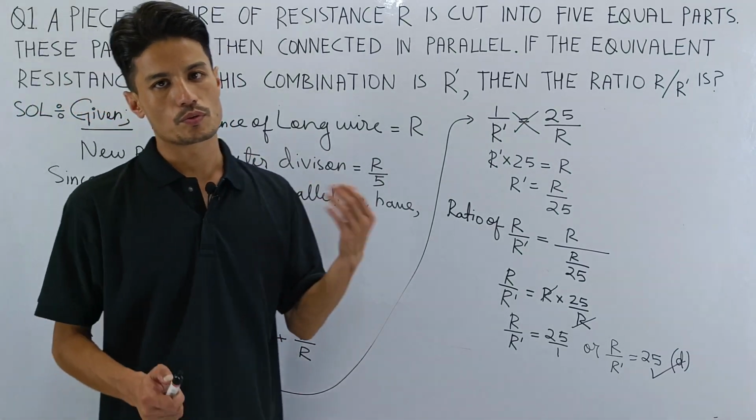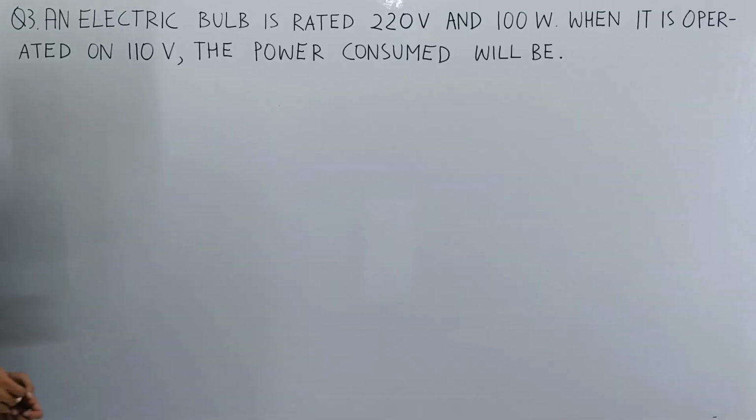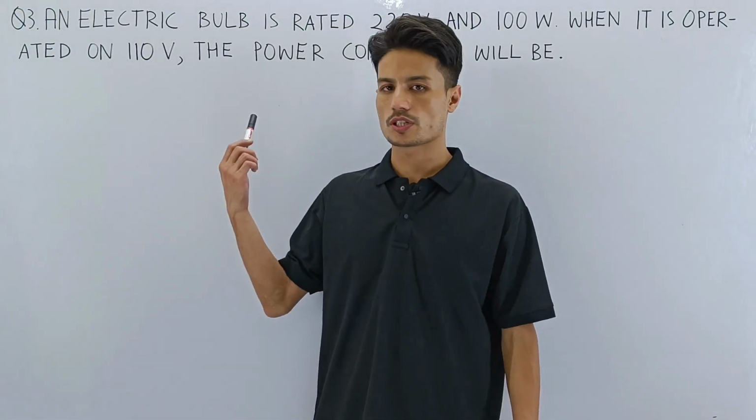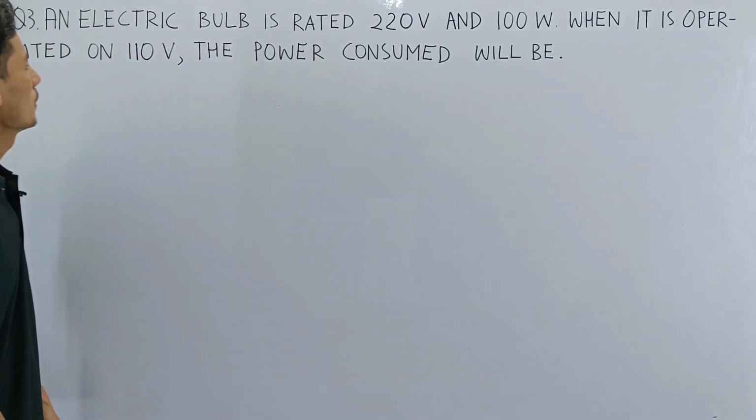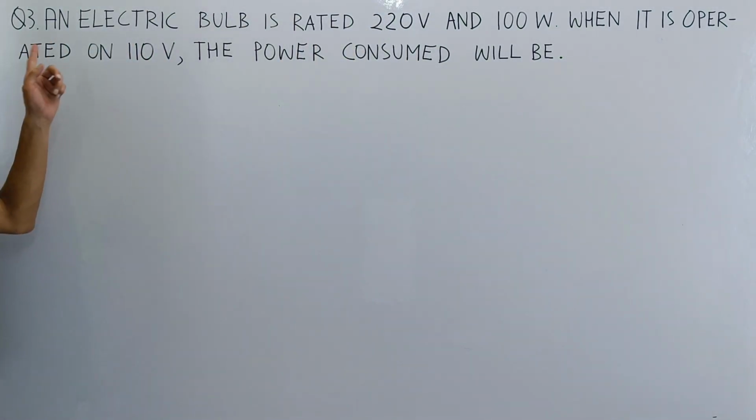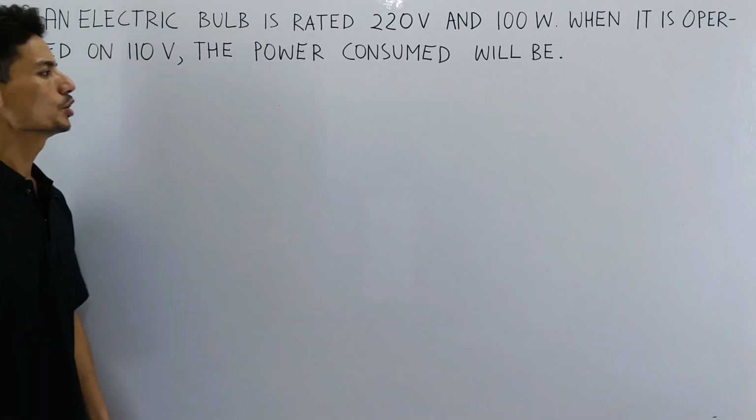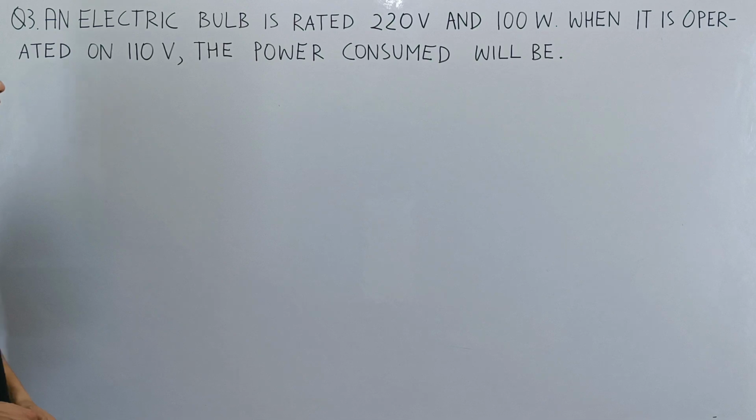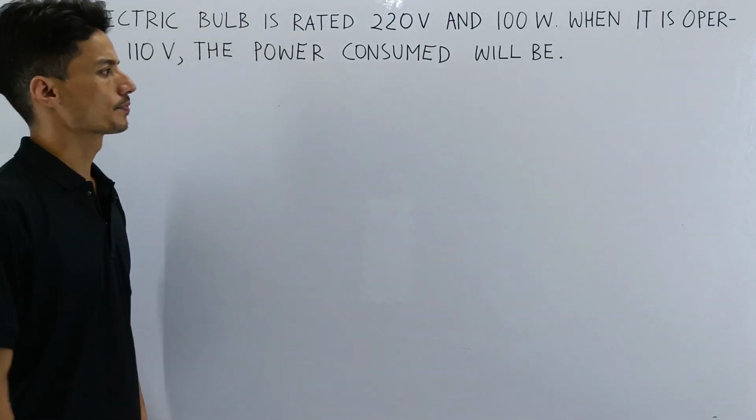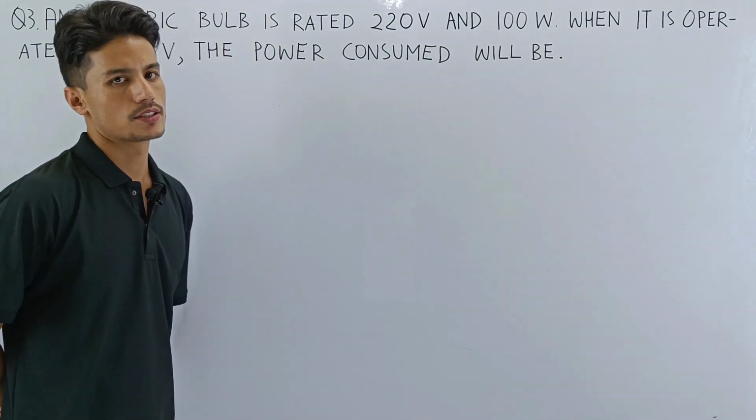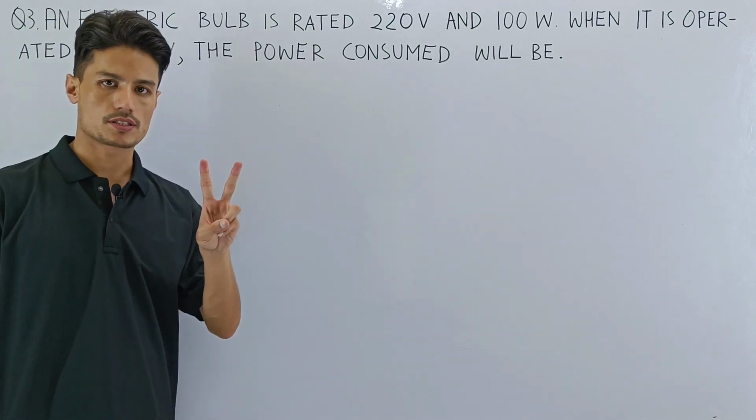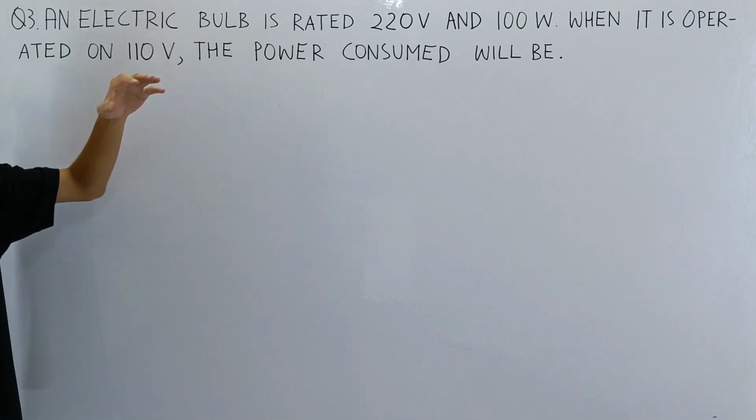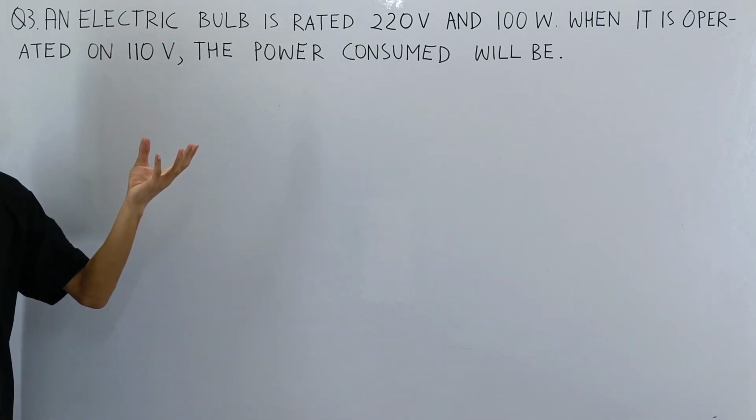Now we will do question number 2. The next question which we'll be doing is question number 3. So let's read the question. Question number 3 reads: an electric bulb is rated 220 volt and 100 watt. When it is operated on 110 volt, the power consumed will be. So this question has got 2 parts. Now, the first part of the question conveys some information.